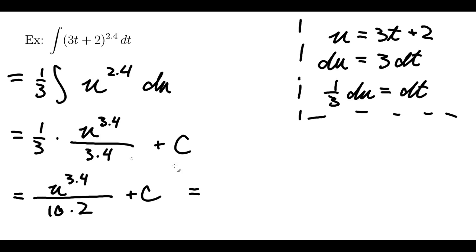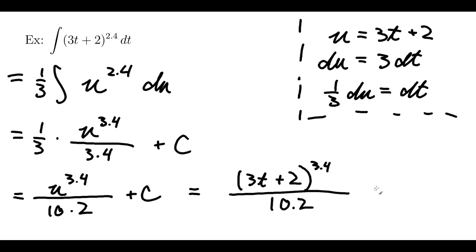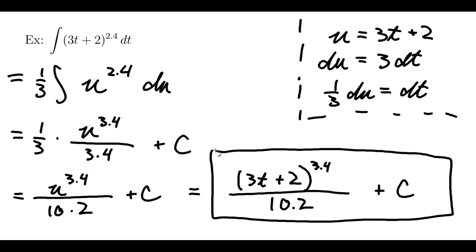And again, u is a variable that I made up. We need to switch back to what we were given, which was t. u is equal to 3t plus 2. So we have 3t plus 2 raised to the power of 3.4 divided by 10.2 plus a constant. There's our antiderivative there. So hopefully you can see what's going on there and get the hang of that.